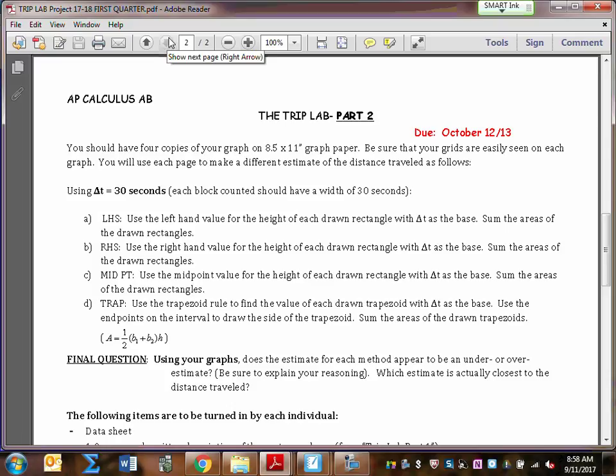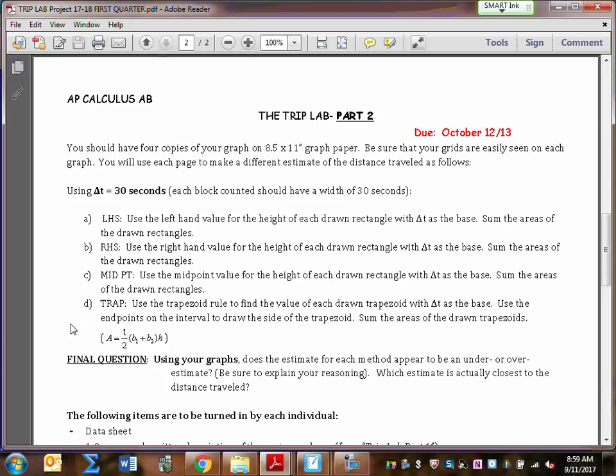But the idea is that you're going to use certain intervals, draw rectangles, and find the area of each rectangle. Or down here for part D, you're going to be drawing trapezoids and finding the area, and then totaling that up together. So again, each person at this point is doing their own work. It's fine to check with one another to make sure you're on the right track.